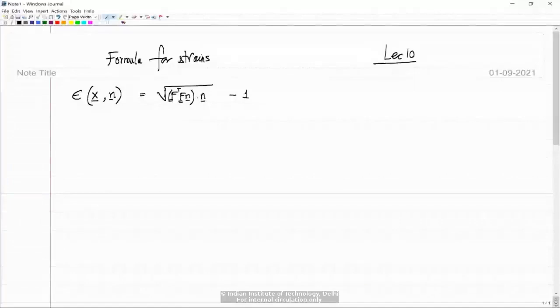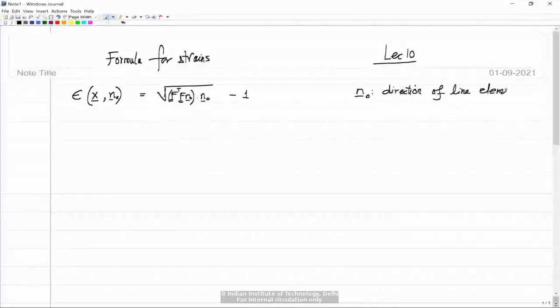To denote that it's in the reference configuration, what we are going to do is we'll put a subscript naught here. Okay, so n naught with a naught means it's the direction of line element in the reference configuration. If it is without a naught, then it's the direction of line element in the current configuration. That's the language that the book is following.